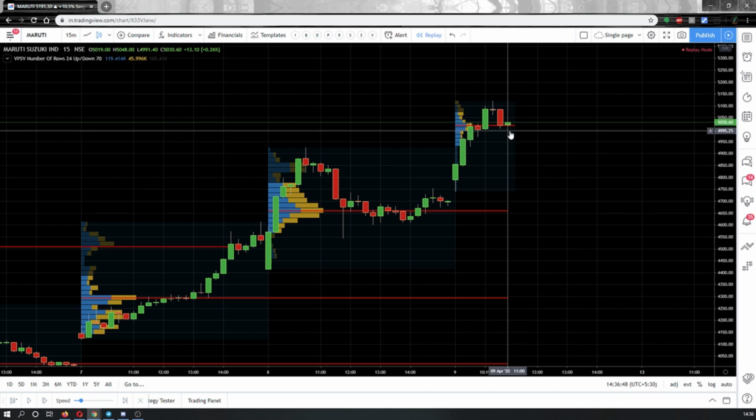Okay, so the 11 o'clock candle closure should give you the confirmation that you can initiate a long trade. The moment the 11:15 candle opens up, you can take a long position. That is point number one. Reason one why you can initiate a long position at the 11:15 candle.